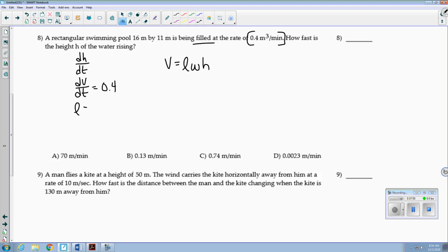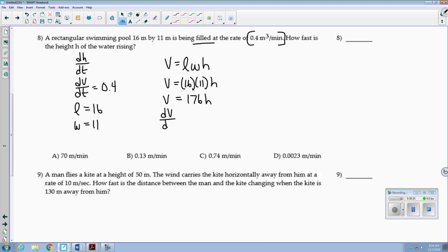We know that the length is equal to 16 and the width is equal to 11. And as you fill a pool, the length and width of the pool are going to remain constant. So that's nice because we can fill in those values before we differentiate. So 16 times 11, so 16 times 10 is 160 plus another 16 is 176.